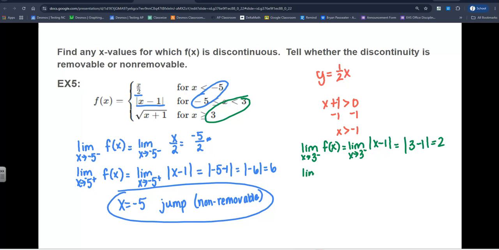And then the limit as x approaches 3 from the right of f of x. We would use the bottom one for that, so the square root of x plus 1. And so we'll plug in our 3. The square root of 3 plus 1 is the square root of 4, which is 2. Now, I'm getting the same thing from both sides here.